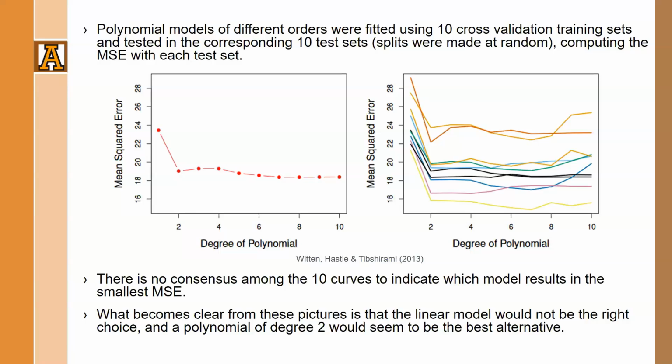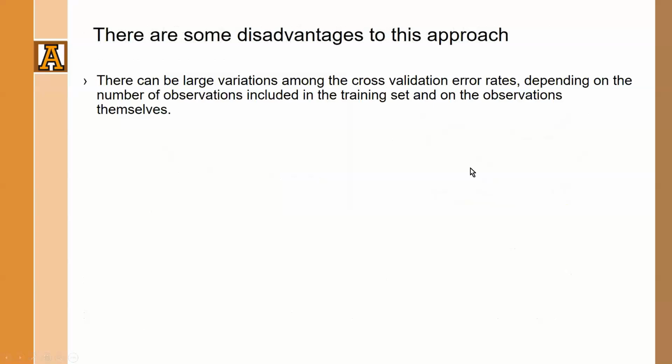And the model 2 would seem to be the alternative, because for degrees greater than 2, we have some cases with good performance, but some cases with very, very poor performance. Now, the disadvantage of this approach is the first one that we just saw. There may be large variations among the results, the rates, depending on the number of observations that were included in the training set and on the observations themselves.